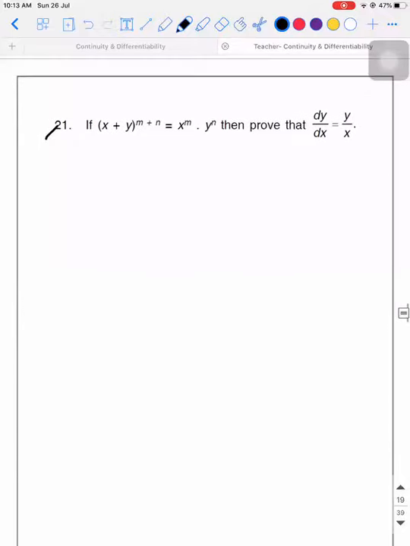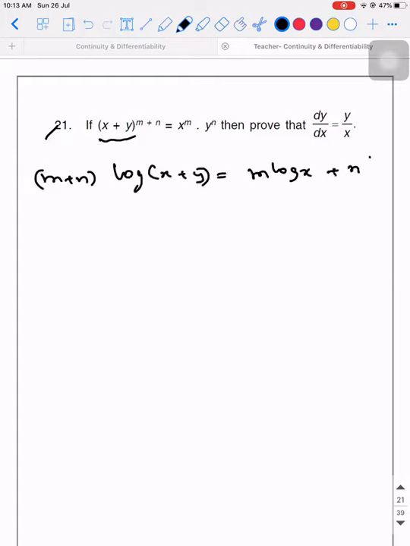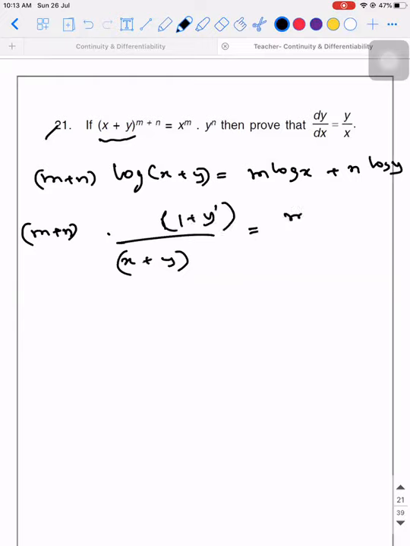So this one, how to solve? 21st: (x plus y) to the power m plus n is equal to x power m into y power n. You can take log on both the sides and then proceed. Actually it is not necessary, but it's easy if you take log because you'll get the answer fast. Log of (x plus y) is equal to m log x plus n log y. So (m plus n) into 1 divided by (x plus y) into (1 plus y dash) is equal to (m by x plus n by y) into y dash.